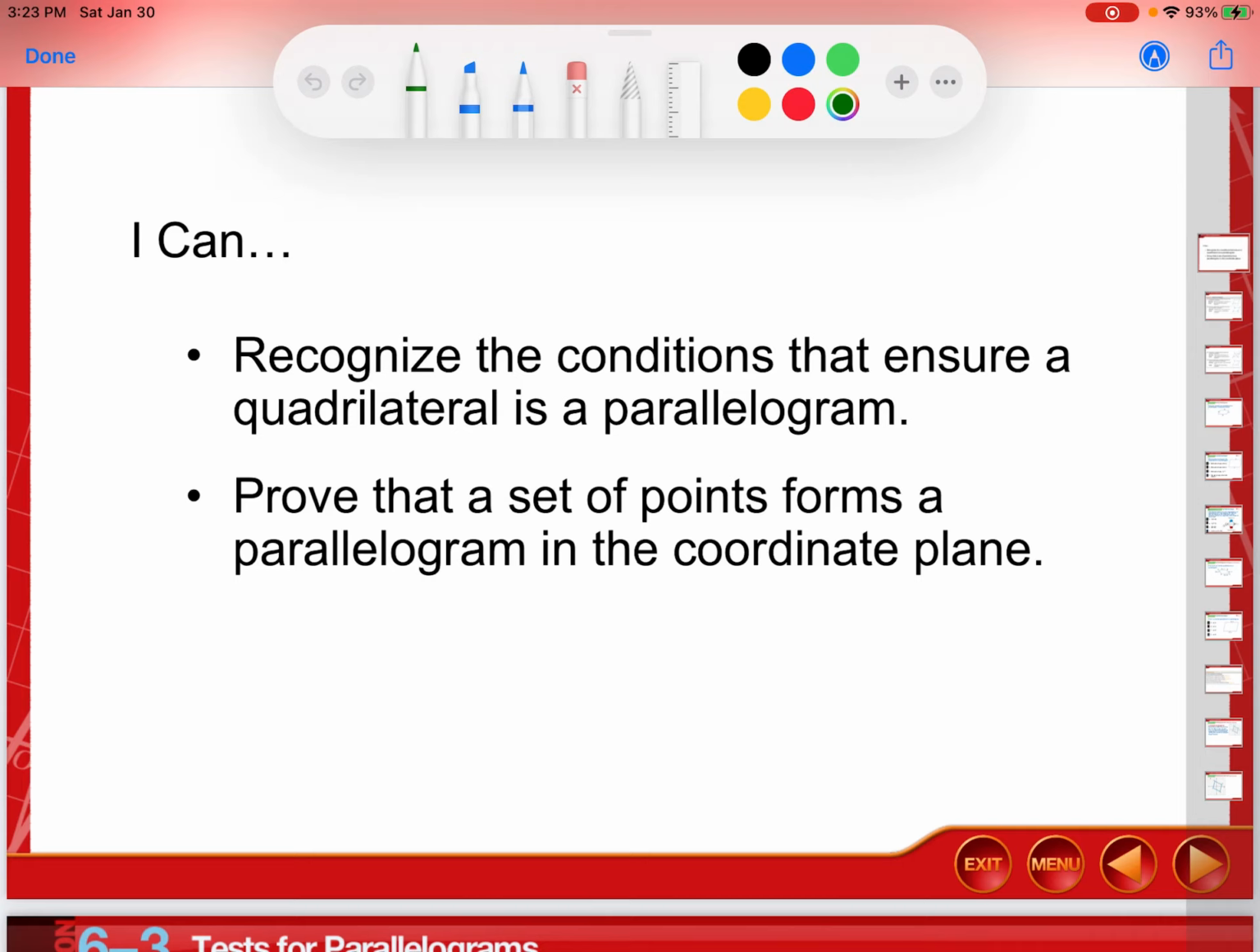Just before we even get started, if you see something like this, it's a good idea to use GeoGebra. It's a good graphing software. I think it's well worth the time.